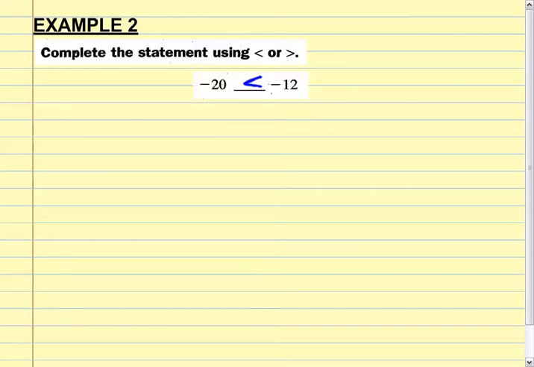What's the absolute value of negative 20, Catherine? No, the absolute value is 20. Catherine, what's the absolute value of negative 12? Okay, so negative 20 has a bigger absolute value, but it's a smaller number. It's farther to the left on the number line, and that's what defines smaller numbers.